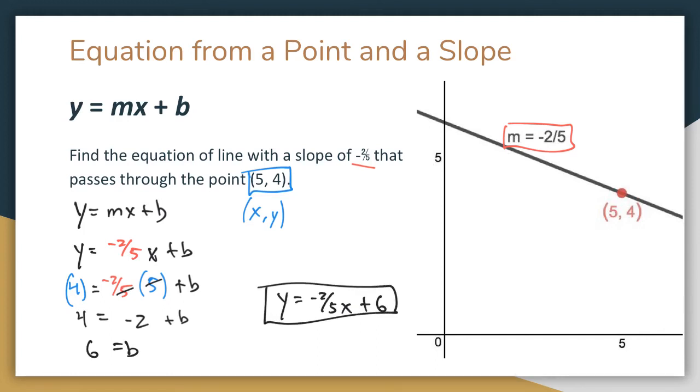So for problems where you're given a point and a slope to figure out the equation, you plug that slope right into your formula where it says m, you take your point and plug it in for x and y, and you solve for b algebraically.